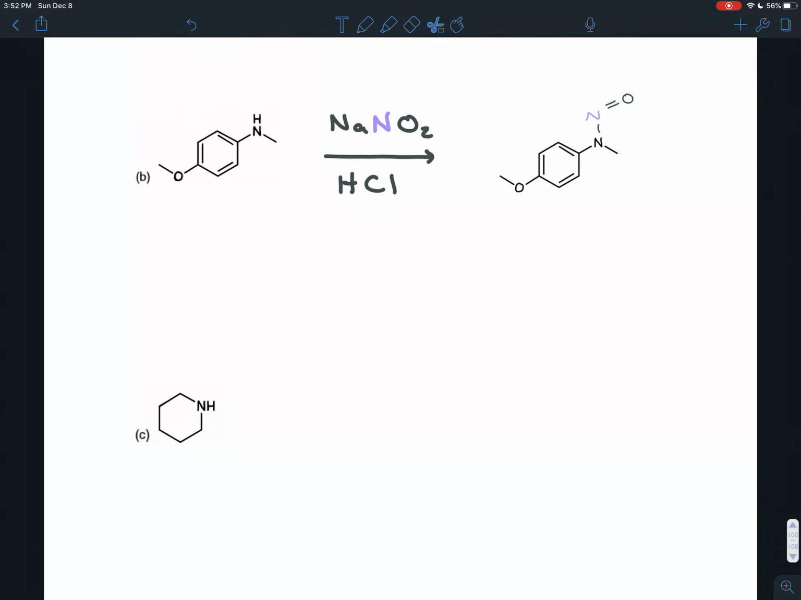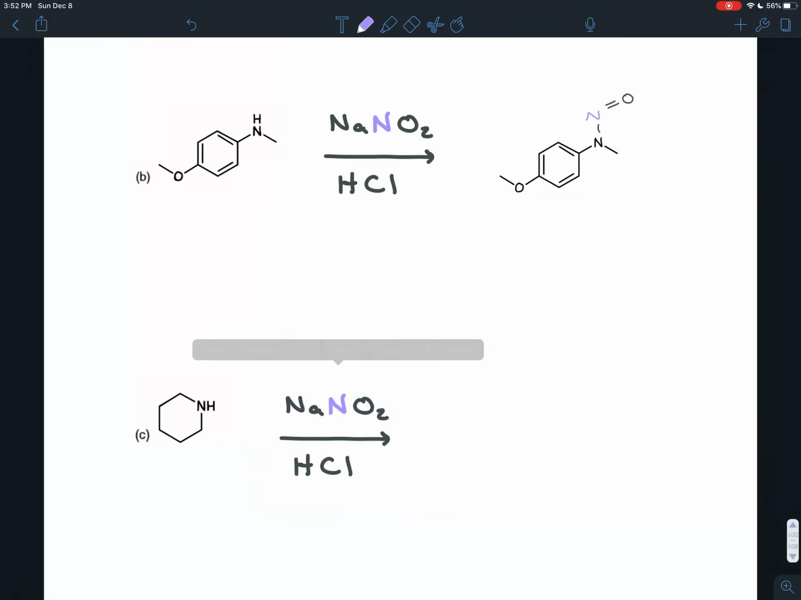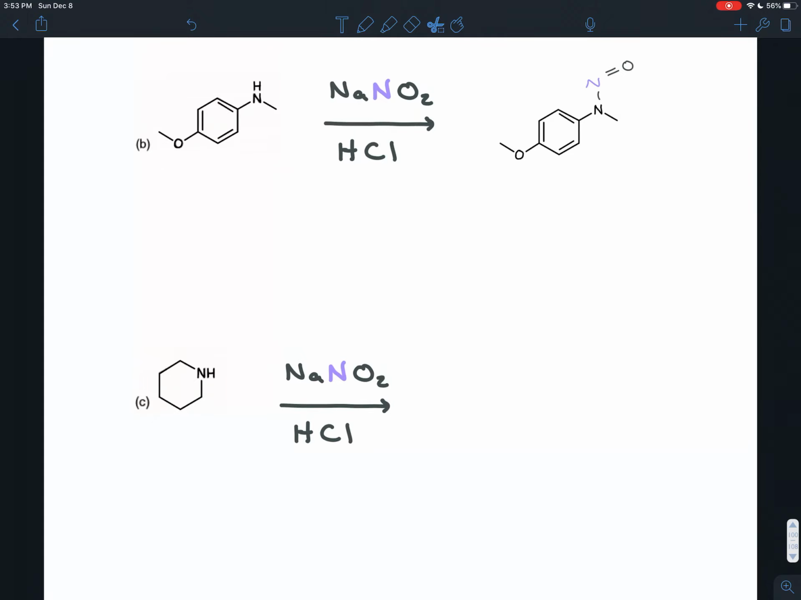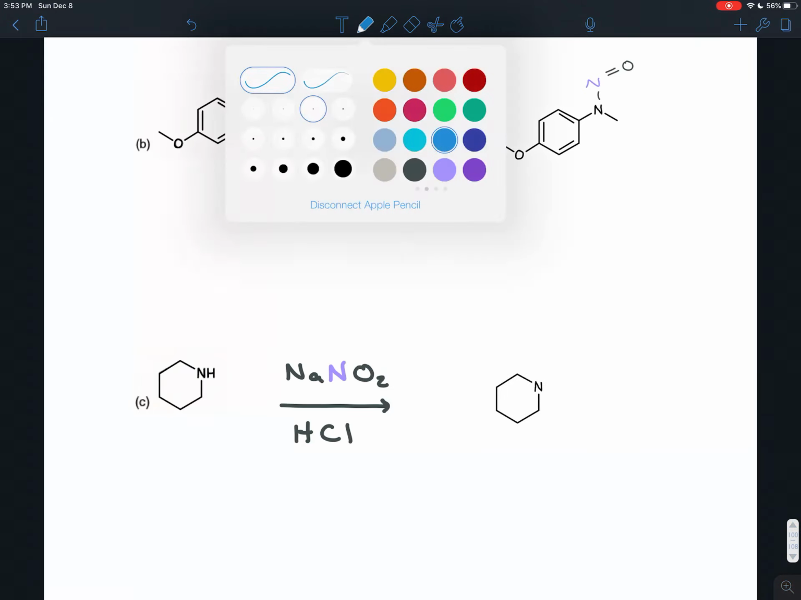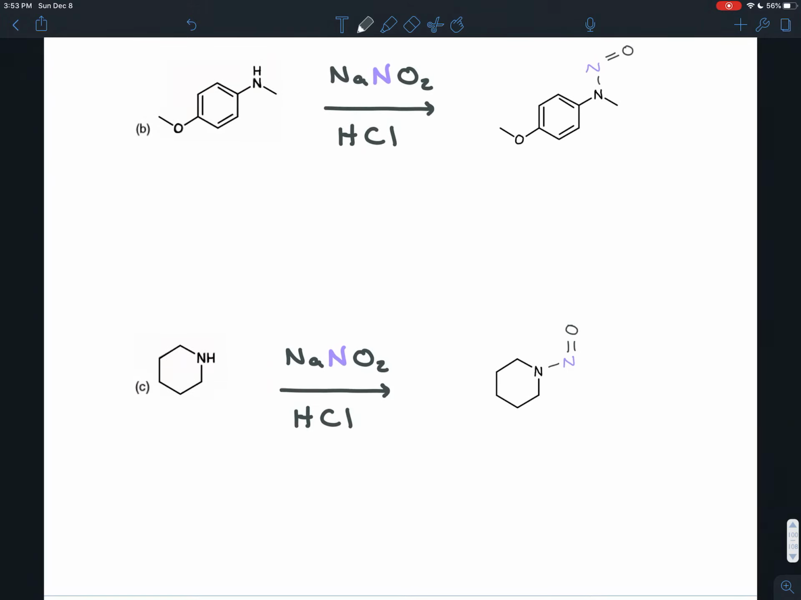Okay, let's use that same recipe on another amine. And what you'll notice in this amine is that it is secondary. This nitrogen is bonded to 2 carbons, so it is secondary. That means that if we treat it with that recipe, it will only go so far in the mechanism to create the N-nitrosamine. So we can erase the hydrogen and form a bond to a nitrogen double bonded to an oxygen. And that would be the N-nitrosamine that we would get in this step.